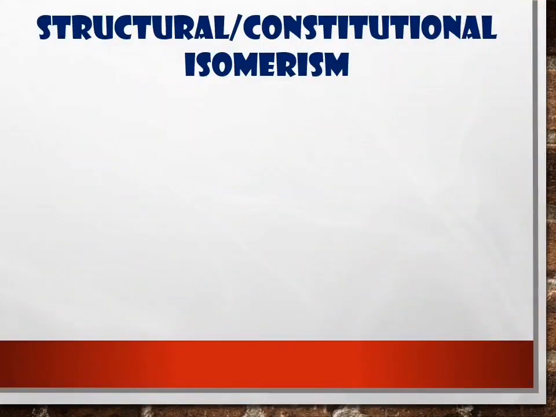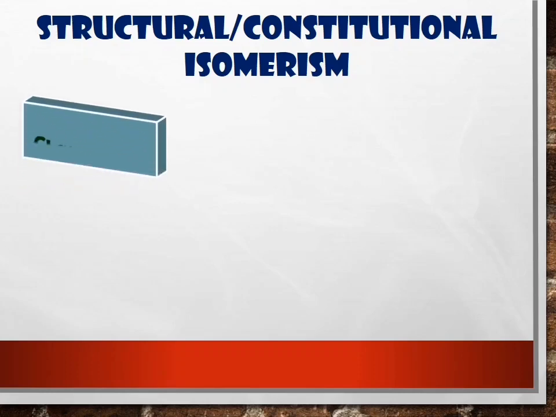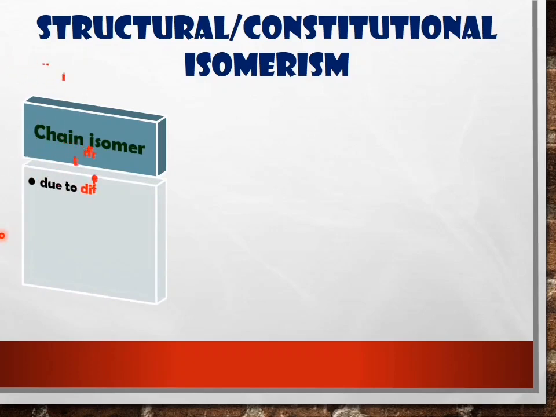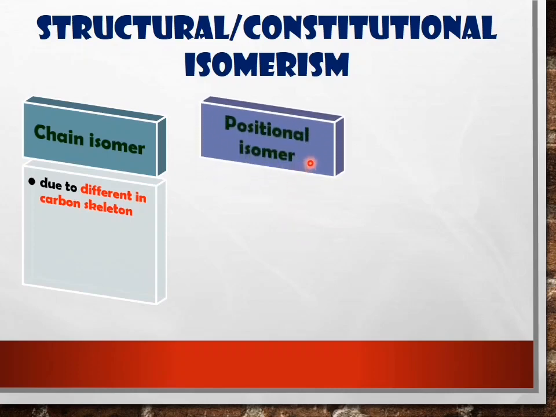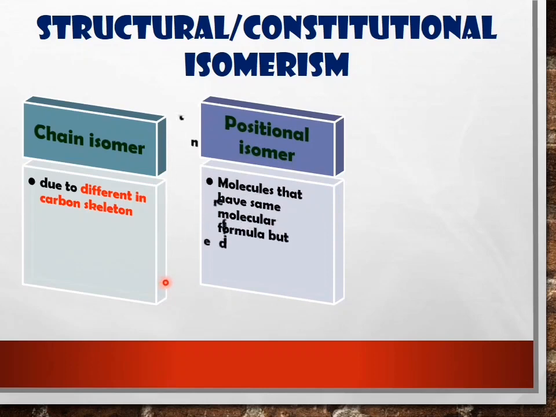Now, we focus on structural isomerism first. We have three types of structural isomerism. The first one, we have chain isomer. What is chain isomer? Chain isomer is due to the difference in carbon skeleton. So after this, I will show you how to write the chain isomer. The second one, we have positional isomer. What is positional isomer? Positional isomer is a molecule that has the same molecular formula but different position of functional group.